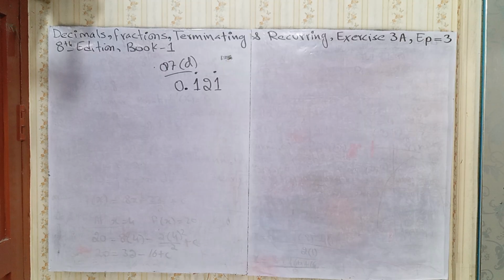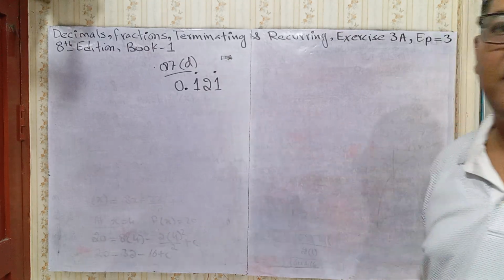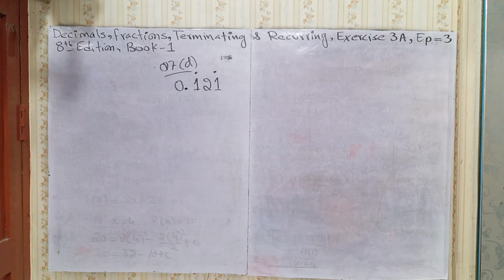Dear students, question number 7, D part: 0.121, and on the 1 we have a dot, and on the next one we also have the dot. That means this whole pattern will be repeated. So this is basically 0.121, 121, 121, 121, and this continues. So we have to convert this into a fraction. There is a set procedure for this.